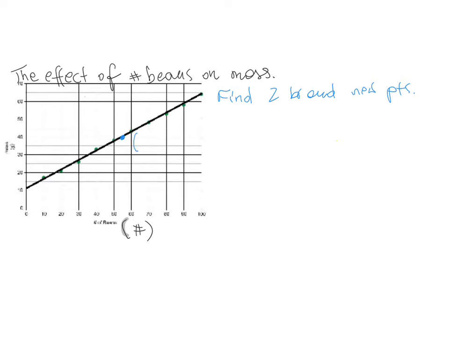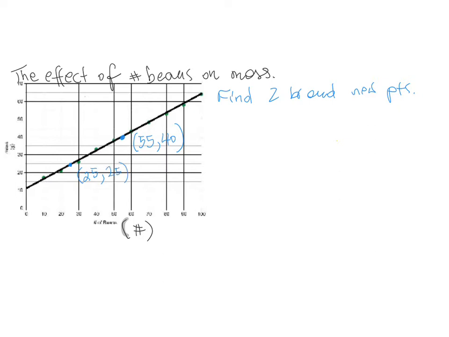I'm going to write down those coordinates. So that is 55 and 40. And then I'm going to write another data point, again something that's really easy to read. I'm going to do this one, and this one looks like it's 25 and 25.